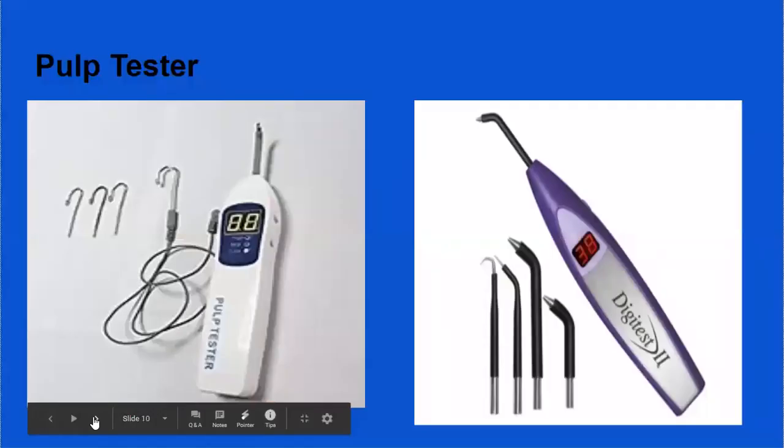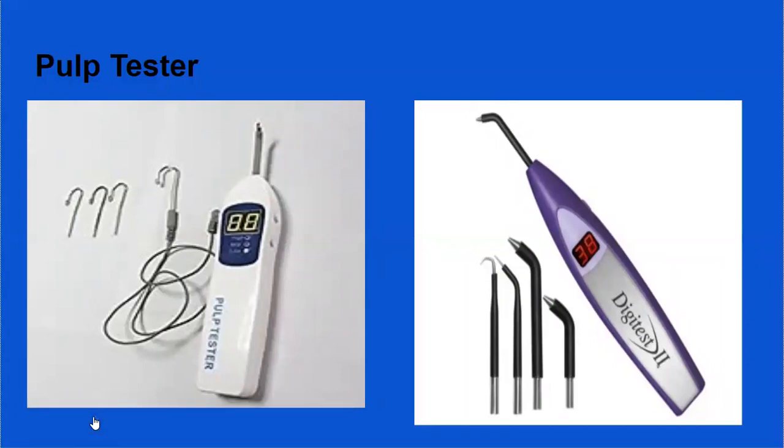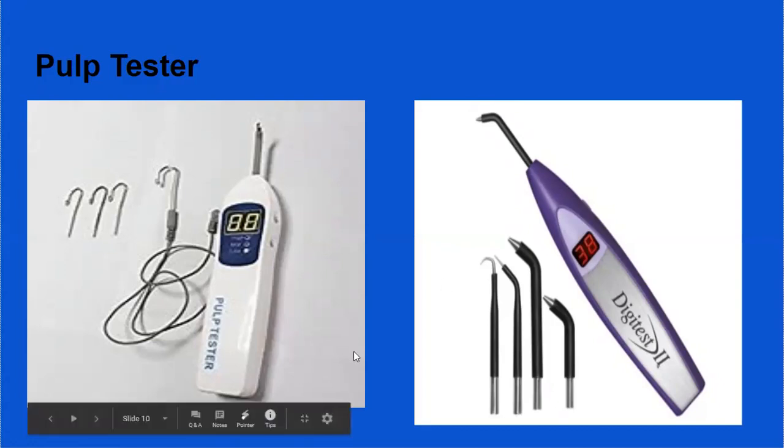Okay, so when a patient comes in for a toothache, there are certain tests that we can do to see if the tooth is vital or non-vital. Vital means it's living, it's not dead. So how you test that is, these are two different types. I just wanted y'all to see the difference.